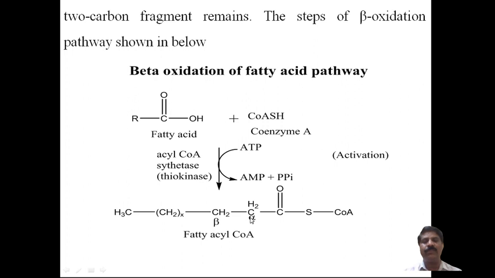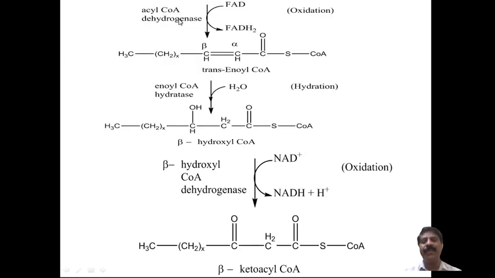Here the alpha and beta carbons can be made visible. Adjacent to the acyl group, the carbon atom is called the alpha carbon atom, and the next, second carbon atom is called the beta carbon atom. The beta carbon atom possesses hydrogens called beta hydrogen atoms, and the alpha carbon atom possesses alpha hydrogen atoms. Then it is subjected to acyl coenzyme A dehydrogenase.